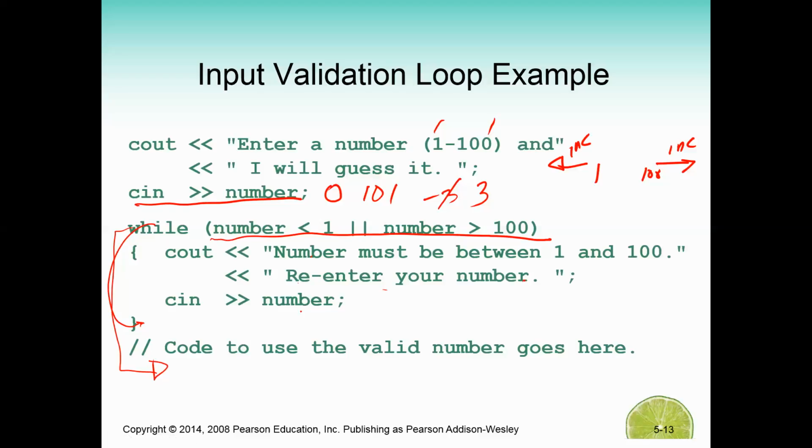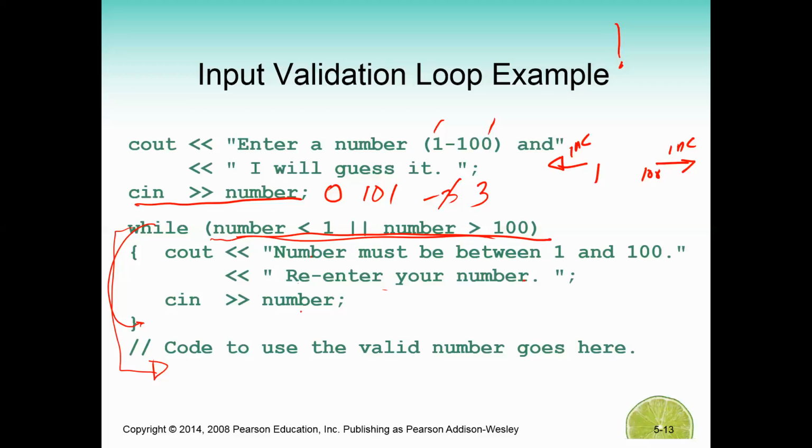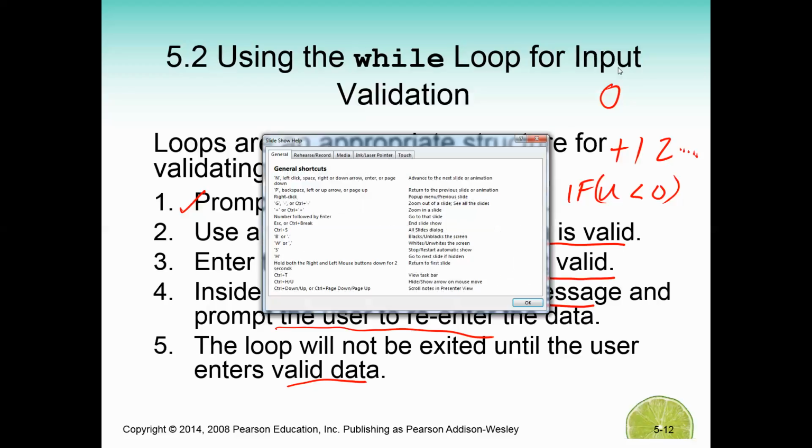So when we validate, we're going to be asking the opposite of a correct answer. We can do it this way, or we can use the not operator. Okay? Let's try it with a program. Questions?